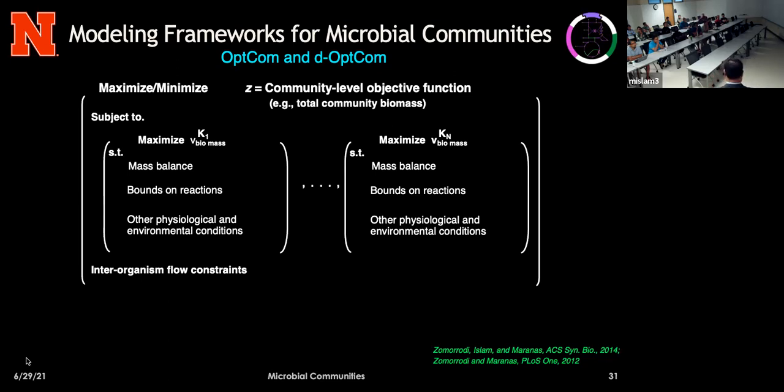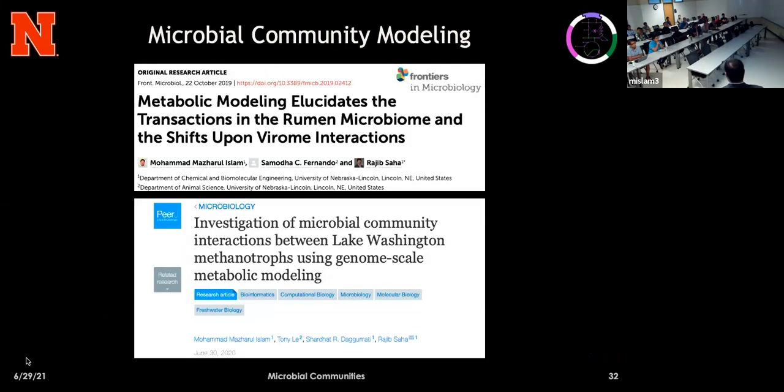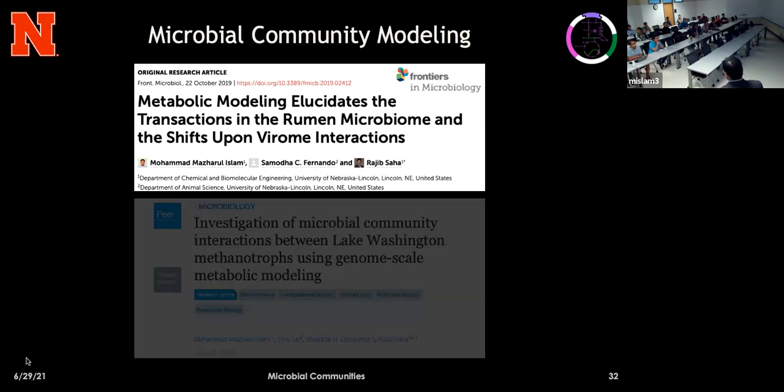The advantage of OptCom is that it can capture the trade-off between the species level fitness function in the flux balance analysis and the community level fitness criteria. Also, OptCom can accommodate any number of species because it just increases linearly, and it can accommodate any kinds of positive or negative interaction. Now, using OptCom and some other tools that I'll show later, I simulated two different microbial ecosystems, and I'll start with the rumen microbiome ecosystem.